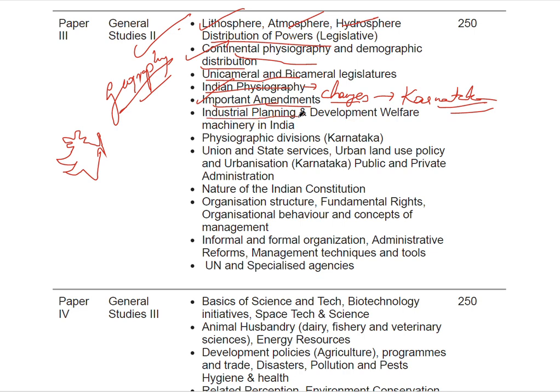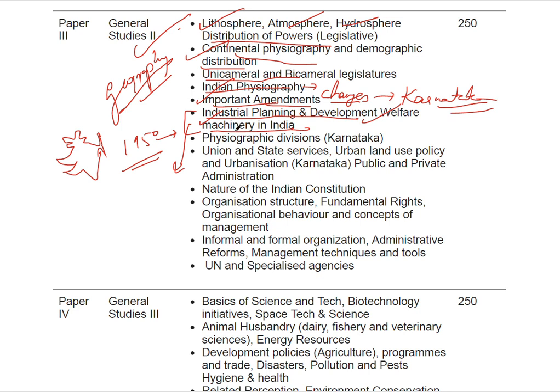Then there is something called industrial planning, development, welfare machinery in India. See what happened: after 1947 and 1950, once we got our independence and our constitution in hand, our country had a lot of challenges, like how we will build our country, what industries we are going to work on, what raw materials are available. So how did India figure out industrial planning and development welfare machinery? What was the role of Karnataka? How did we figure out the industries of Karnataka? Industry focused questions will be coming. We have to be very much aware of this.